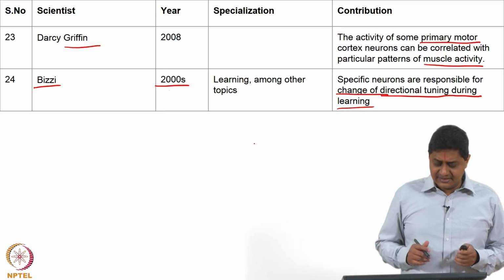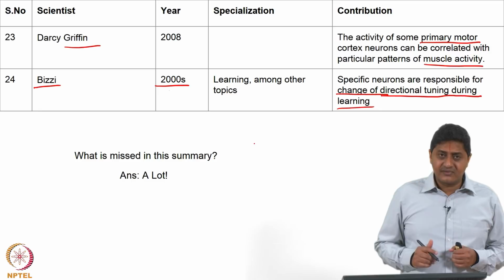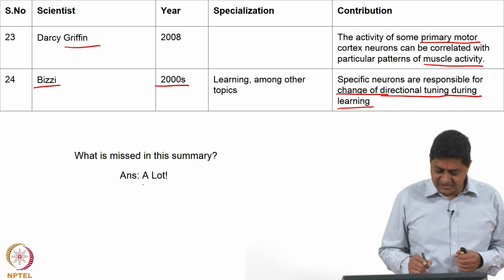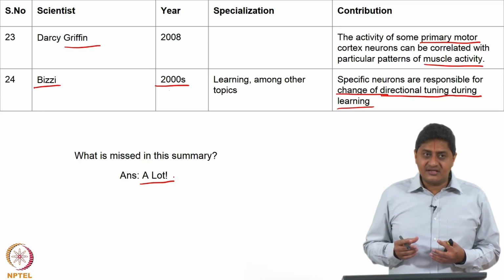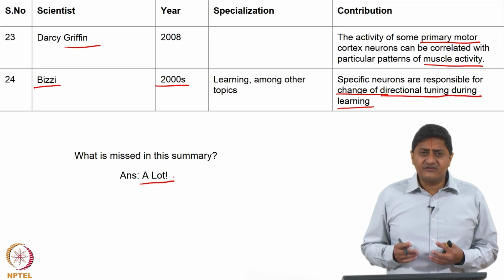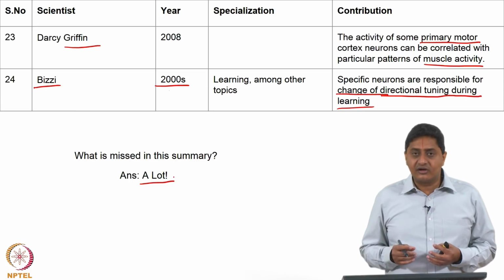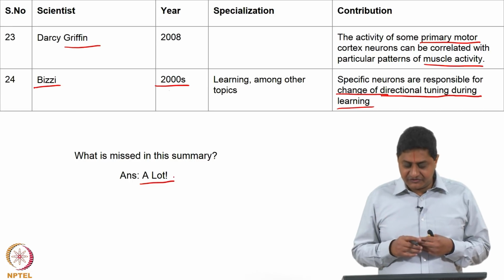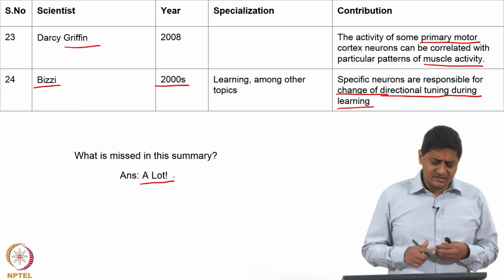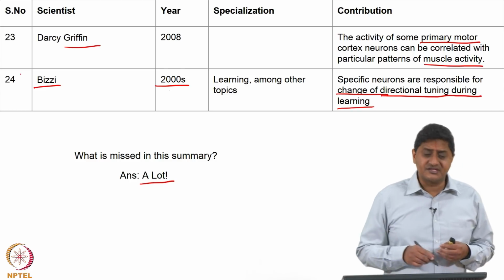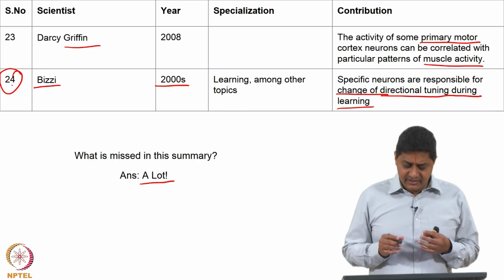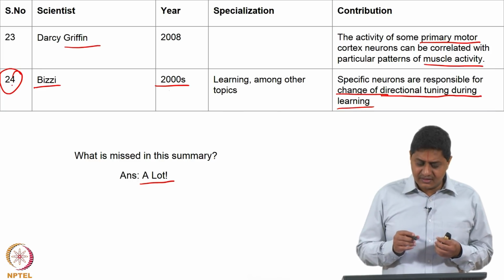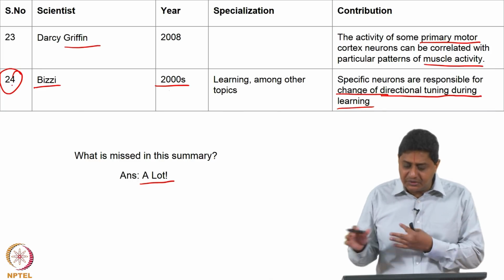What is missed in this summary? Actually, a lot is missed in this summary. Knowledge in this field has come through the work of several hundreds if not thousands of researchers. I have only summarized the work of about 24 researchers here. So, the idea here is to use this opportunity to continue to learn.